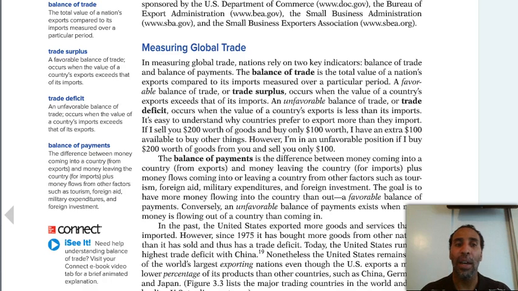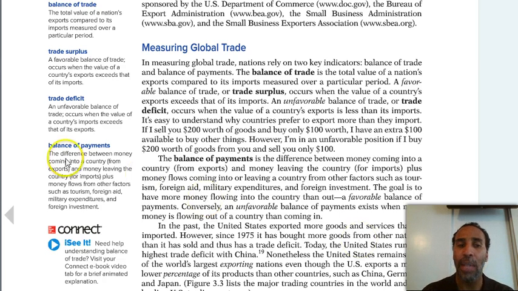A trade surplus, or favorable balance, occurs when the value of the country's exports exceeds its imports. So exports are up here, imports are down here, we have a trade surplus. But if we have imports up here and exports down here, then we have a trade deficit. A trade deficit is an unfavorable balance of trade that occurs when the value of the country's imports exceeds its exports.